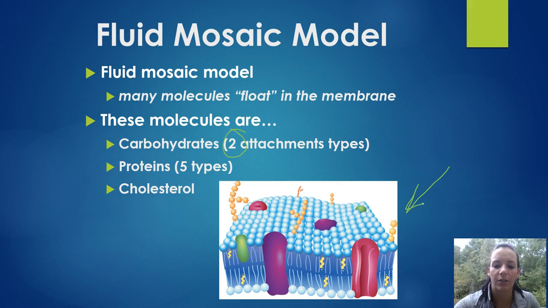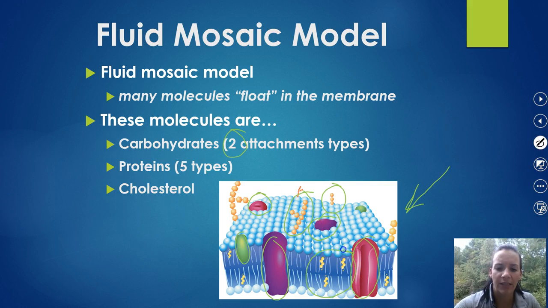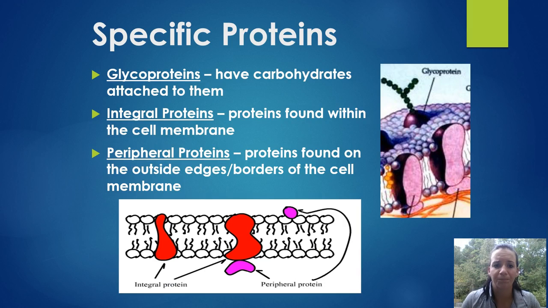So you see these chains are all of the carbohydrates. The larger molecules are all different types of proteins. And cholesterol are these yellow little squiggles here. Those are in between the tail fibers. So let's talk about the proteins. There's 5 proteins total, so here's 3 to start. Glycoproteins have carbohydrates attached to them. So glyco is your prefix, meaning a carbohydrate.